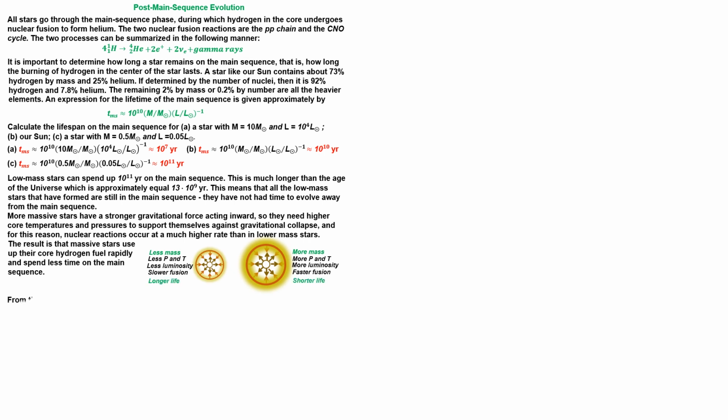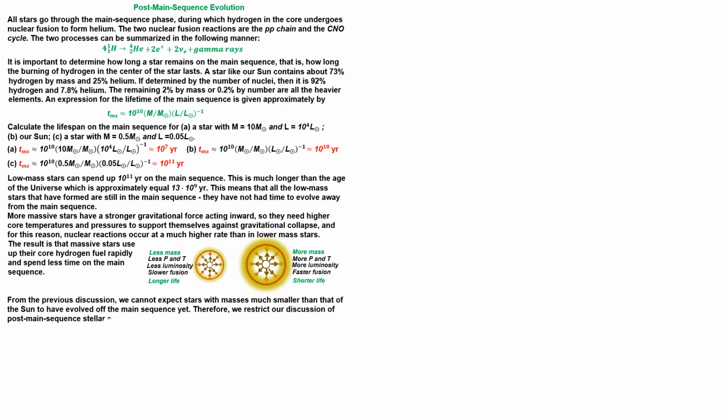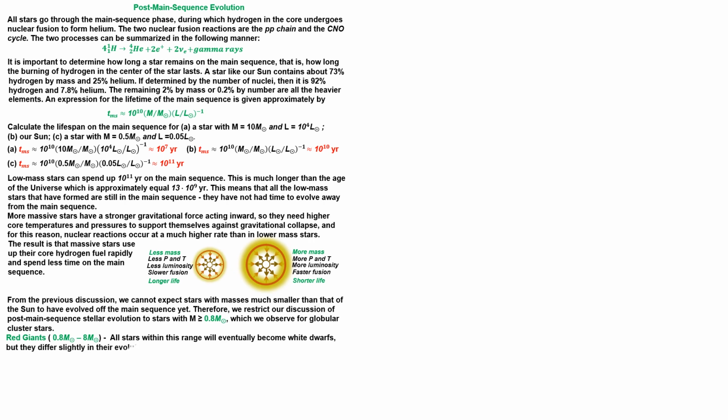From the previous discussion, we cannot expect stars with masses much smaller than that of the Sun to have evolved off the main sequence yet. Therefore, we restrict our discussion of post-main sequence stellar evolution to stars with masses greater than about 0.8 solar masses, which we observe for globular cluster stars. Red giants. All stars within this range will eventually become white dwarfs, but they differ slightly in their evolutionary tracks while on the HR diagram.